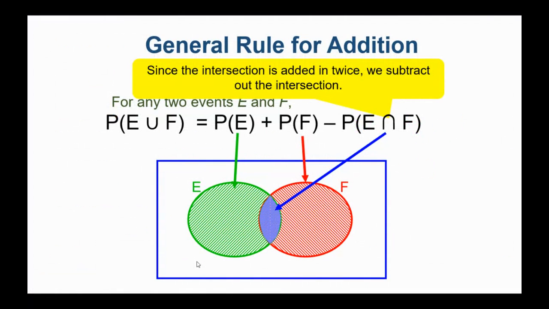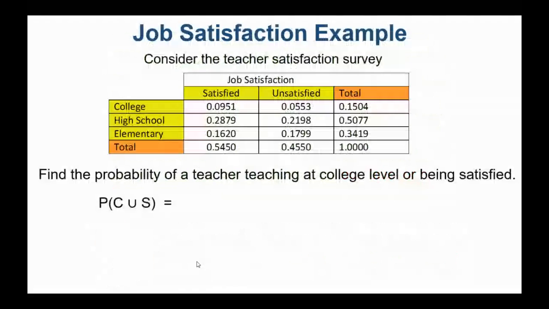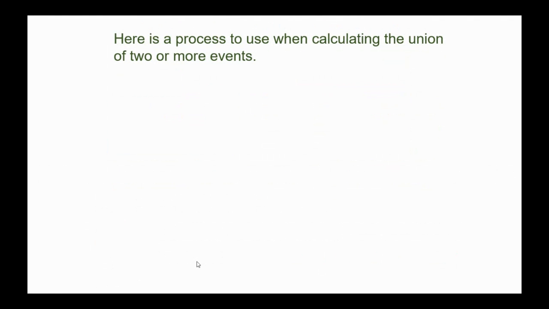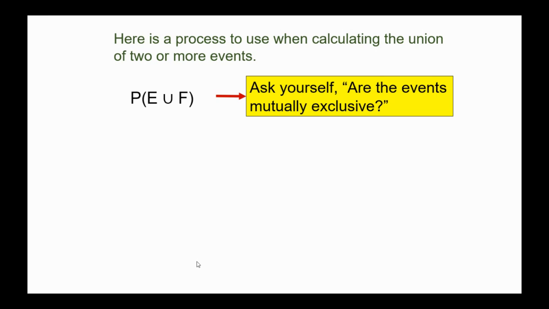Okay, so we just did these two examples. So we can actually use a process to figure out which formula to use if we're calculating the union of two or more events. So let's say we have events E and F, and we're taking the union. We have to ask, are they mutually exclusive?